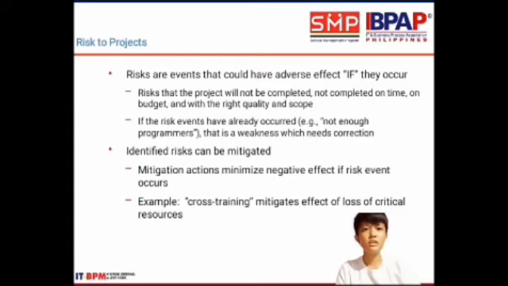Next is identified risk can be mitigated. Mitigation actions minimize negative effect if a risk event occurs. Example, cross-training mitigates effect of loss of critical resources.